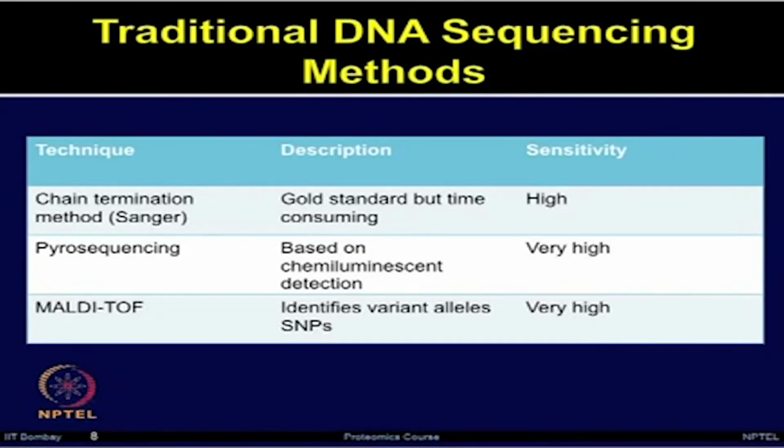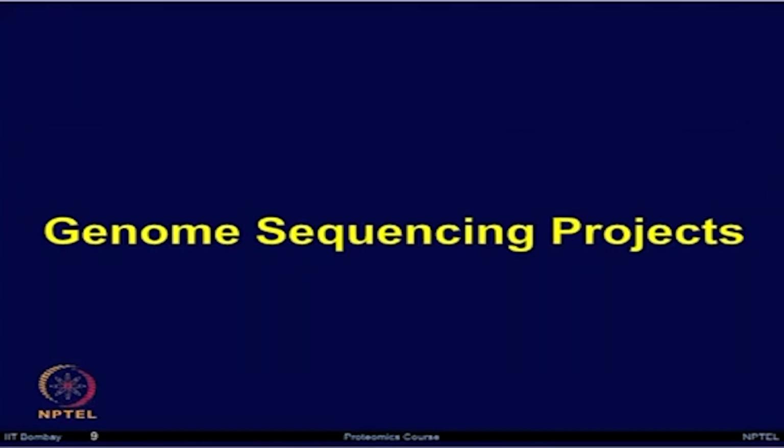Let us compare some of the traditional DNA sequencing methods. As you can see here, the chain termination method or Sanger method is a gold standard, but it is very time consuming. Sensitivity is high, but in pyrosequencing, which is based on a luminescent detection system, the sensitivity is very high. Even MALDI-TOF can also be employed if your aim is to identify variations in SNPs, and sensitivity is very high. So, let us discuss the genome sequencing projects.